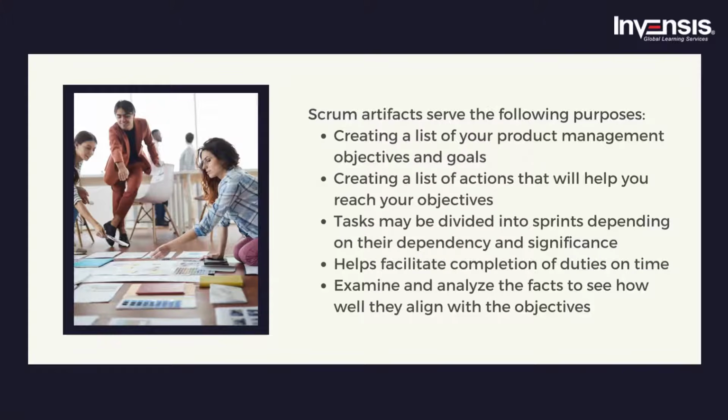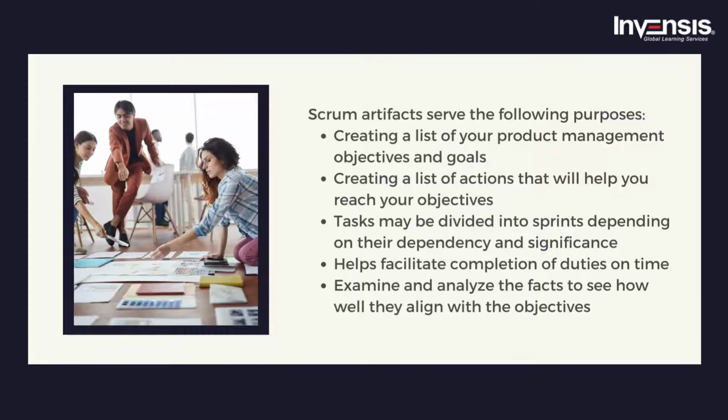First, creating a list of your product management objectives and goals. Second, creating a list of actions that will help you reach your objectives. Third, tasks may be divided into sprints depending on their dependency and significance. Fourth, helps facilitate completion of duties on time. Fifth, examine and analyze the facts to see how well they align with the objectives. Consequently, these are a few of the reasons why Scrum Artifacts are advantageous and why they are so popular among organizations.